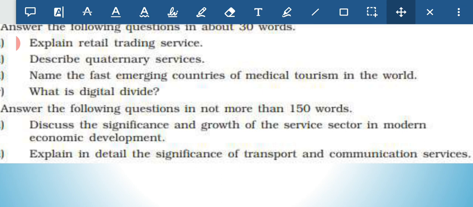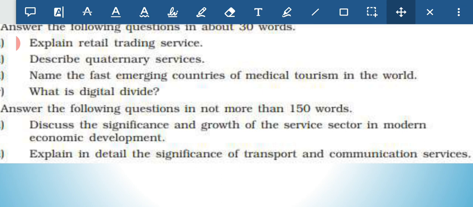Now, what is basically included in the service sector? Number one, it is trading activities. Number two, it is transport and communication. Number three, it is financial services, and number four, it is business services. So, all these can be considered as points of significance. That is why there is a growth of the service sector in modern economic development. Now, the next question is, explain in detail the significance of transport and communication services.